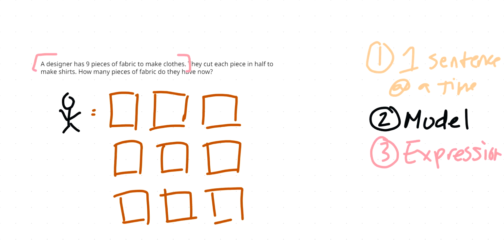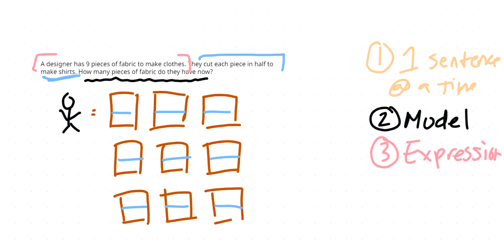Now we're going to go to our second sentence and unpack it. What it says is they cut each piece in half to make shirts. Okay, well, let's do that. I'm going to cut each one of these pieces of fabric literally in half. There I go. And then our final sentence is our question: how many pieces of fabric do they have now?